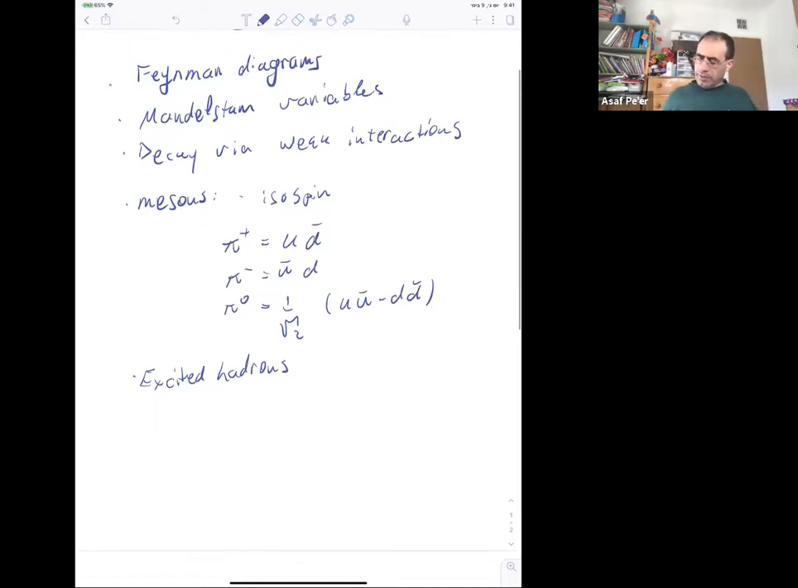Now you can read all about it in what's called the Particle Data Group, the PDG. Actually, I'm going to send you there in the homework to read a little bit about that.